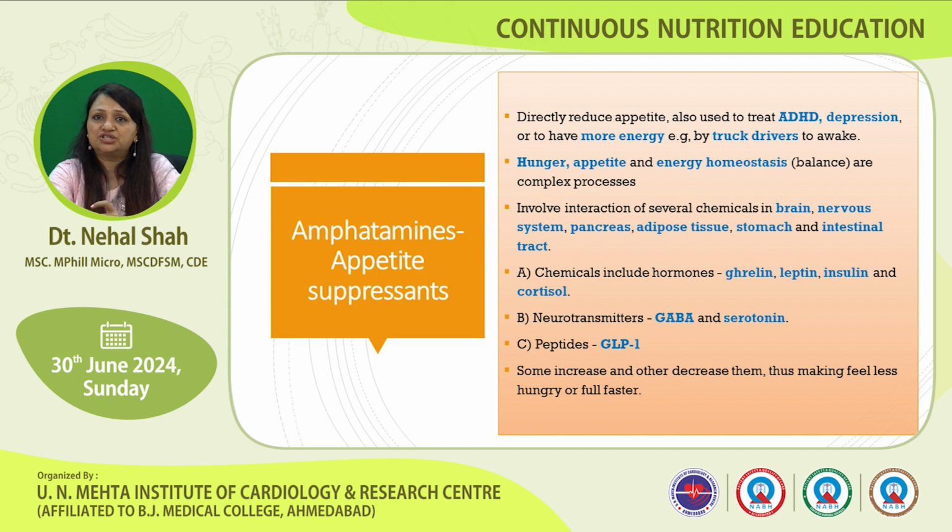It involves interaction of several chemicals in brain, nervous system, pancreas, adipose tissue, stomach and the intestinal tract. Chemical hormones including ghrelin, leptin, insulin and cortisol. Neurotransmitters like GABA and serotonin. Even peptides like GLP-1. All these together, when used, these medicines either increase or some of them decrease them, thus making the person feel less hungry or feel full faster.